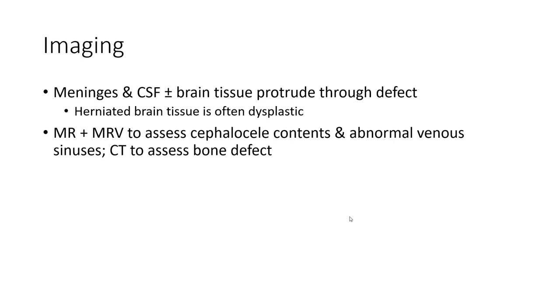In the imaging, meninges and CSF plus or minus brain tissue protrude through a defect in the skull. The herniated brain tissue is often dysplastic. How are we to assess cephalocele content and abnormal venous sinuses? CT to assess bone defects. And in prenatal and early postnatal periods, we can use ultrasound to assess all of these conditions.